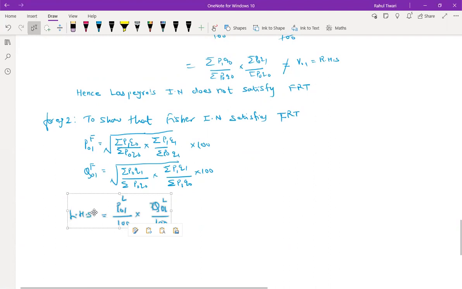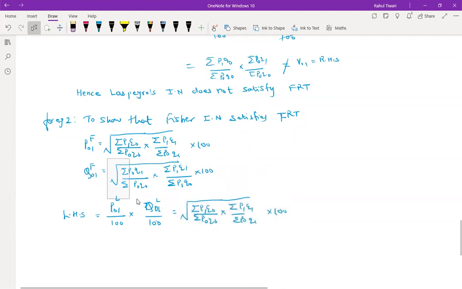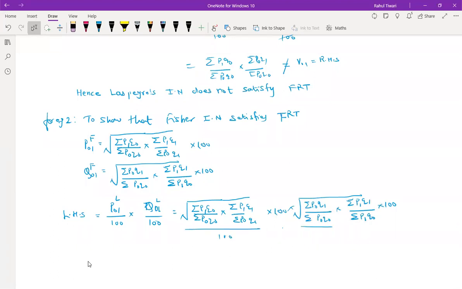So this is your left hand side. Okay, and just write down this one again. So this into this. Divide by 100, divide by 100. Okay, so this is get cancelled, this is get cancelled, and just try to see which terms are getting cancelled.